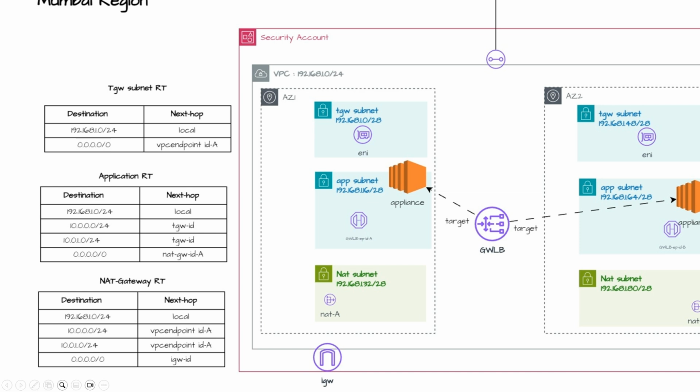So pay attention here. Now what happens when the traffic reaches the gateway load balancer endpoint A, because it's in availability zone A: it uses AWS PrivateLink, and it routes the traffic to the gateway load balancer. The traffic is routed securely over the Amazon network without any additional configuration. And this is exactly the role of the endpoint.